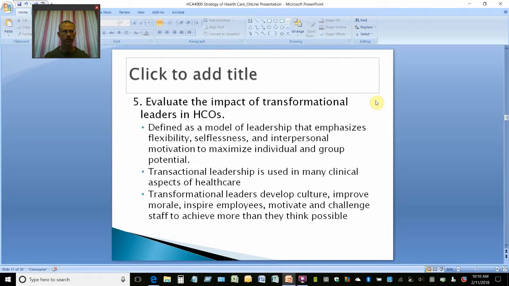Evaluate the impact of transformational leaders. Defined in Harrison as a model of leadership that emphasizes flexibility, selflessness, interpersonal motivation to maximize individual and group potential. But basically, there's a lot of transactional leadership in healthcare. The clinical decision making needs to be done a certain way and consistent. You can't have people freelancing when it comes to patient care. But transformational leadership, developing a culture, improving morale, inspiring employees, motivating and challenging staff.